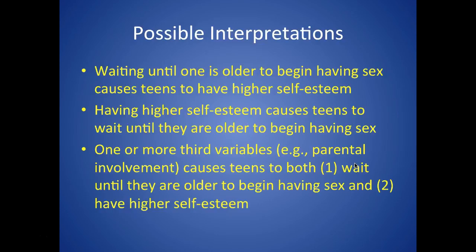Here are all the possible interpretations. It could be that actually waiting does cause higher self-esteem. That's the first one here. It could be that having higher self-esteem precedes having sex and causes teens to wait to have sex. Or it could be that there's some third variable, for example, really conservative parents, and they cause the kids to have higher self-esteem and to wait to have sex. And so it's really impossible to disentangle them for sure.